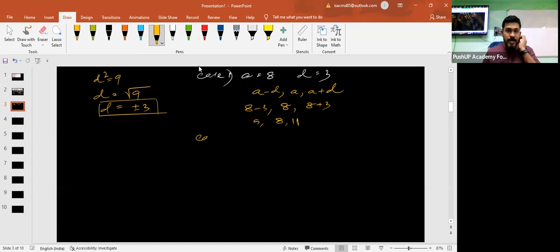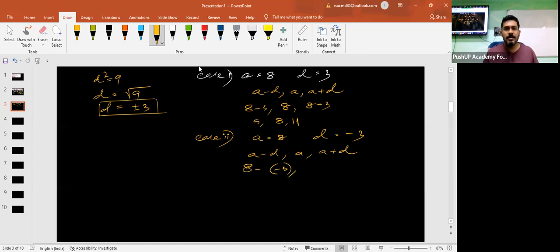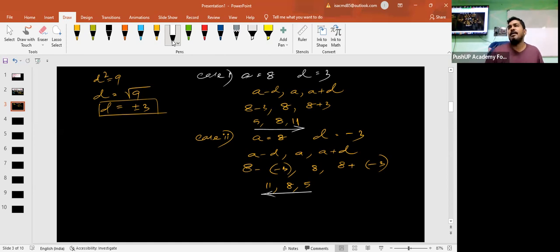Now, let us do case number 2 also. When A is equal to 8, but common difference is equal to minus 3. Very good. Again, A minus D, A, A plus D. It would be 8 minus minus 3, comma, 8, comma, 8 plus minus 3. 8 minus minus 3 is 11. Then 8 and then 5. Just that the first answer which you have written is going in the ascending order and the second answer which you have written is going in the descending order.